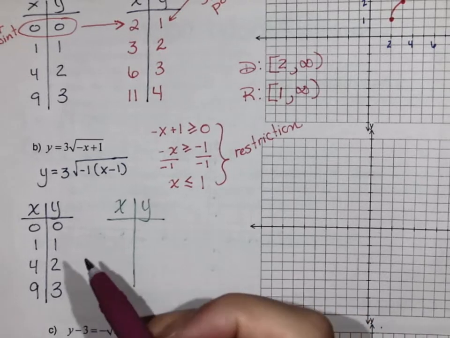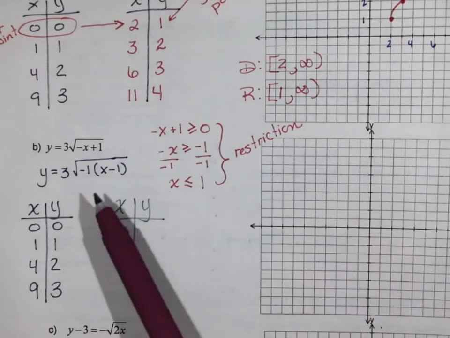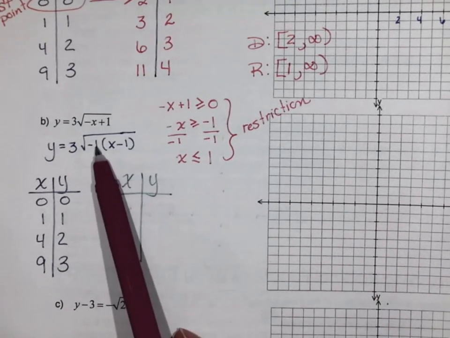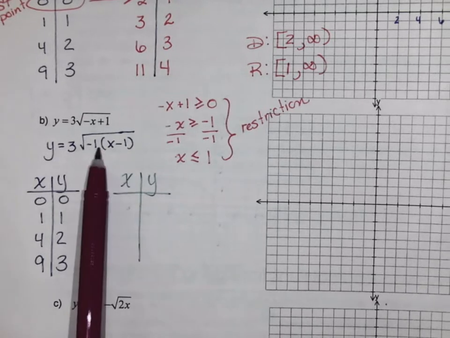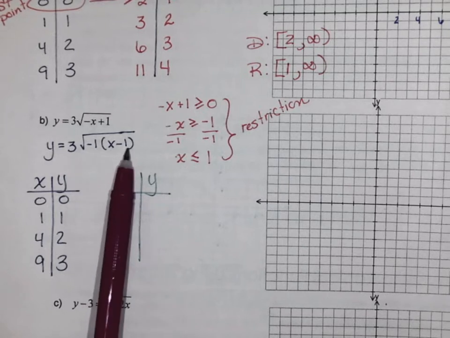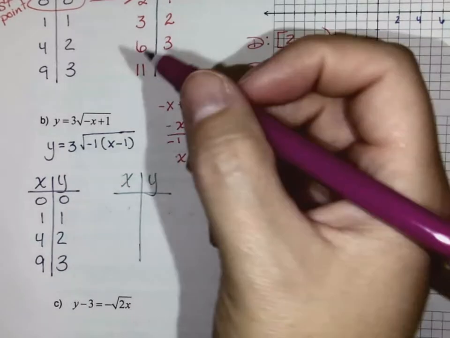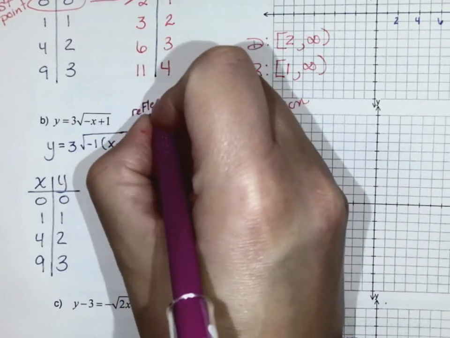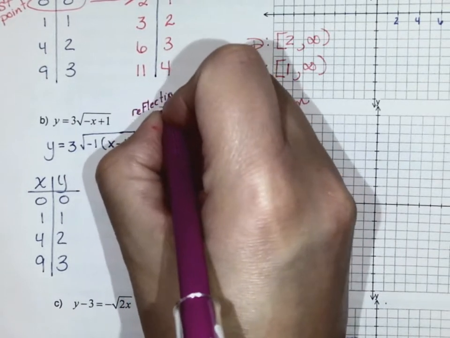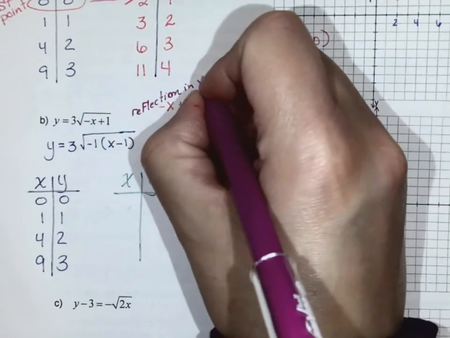Okay, so let's talk about this. So for my x's, what am I doing for my x's? I'm multiplying, and remember the transformations, the rules still apply. You multiply before you add, so you stretch before you move. So we're going to multiply by -1, and then we're going to add 1. So we're reflecting where? Y-axis. In y-axis.